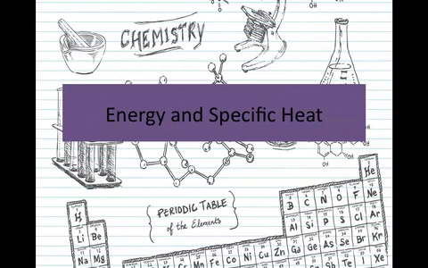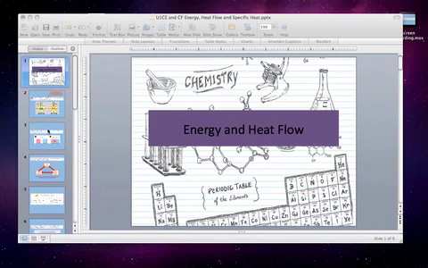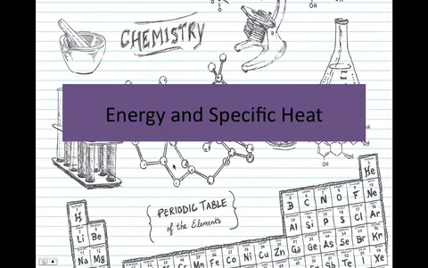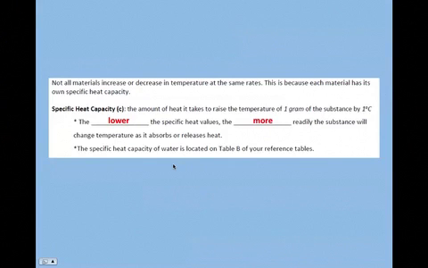All right, we're also going to briefly mention specific heat. This is the next little section in your notes. Not all materials actually increase or decrease in temperature at the same rates, or go up as high or drop as low as each other. And this is because they have their own what's called specific heat capacity. This value is the amount of heat it takes to raise the temperature of just 1 gram of that substance by 1 degree Celsius or 1 Kelvin.